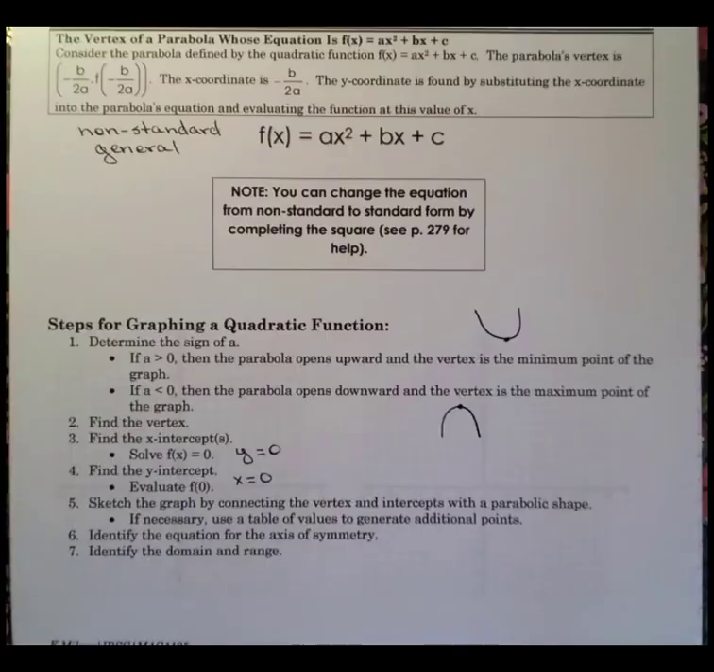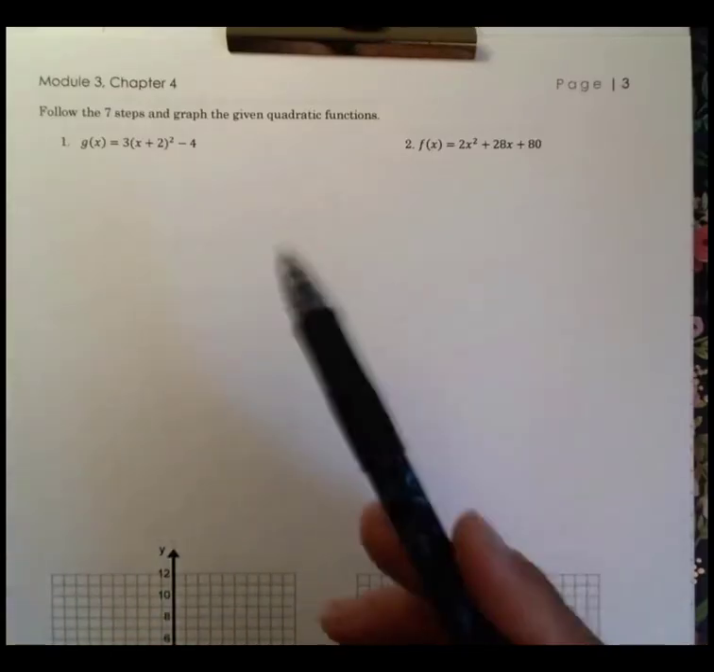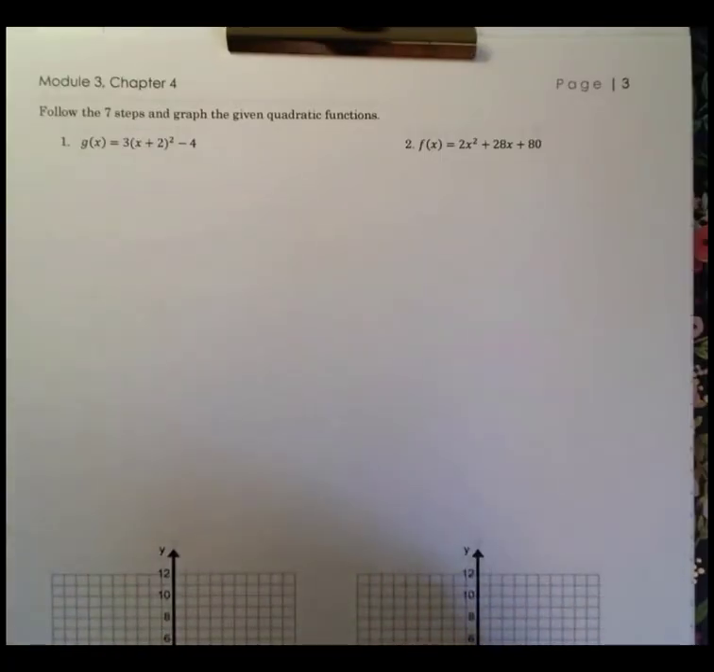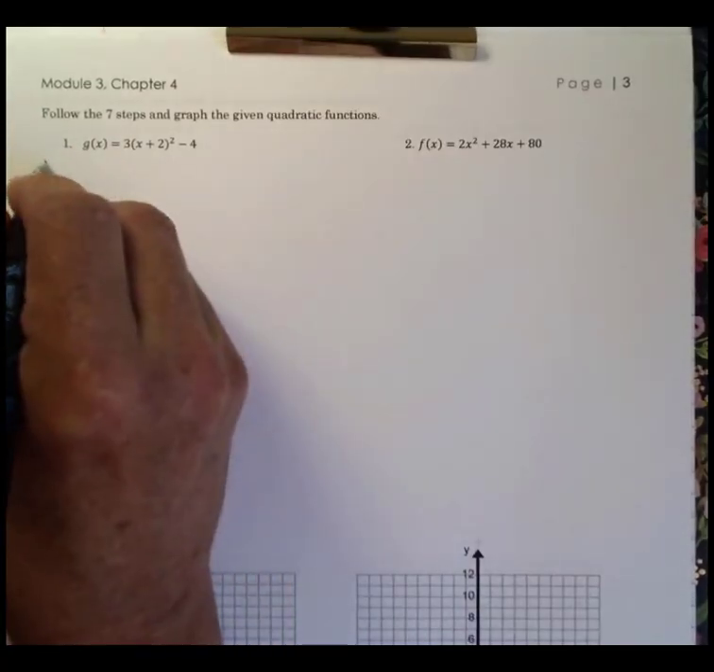That way we can quickly identify the domain and range, and those are the 7 things we want to be able to identify with every parabola. So I've got a couple of quadratic functions here, and we're going to try and find those 7 things about them. One of the things is going to be to graph it on the graph we have on this page. But first, let's start off by asking the first question.